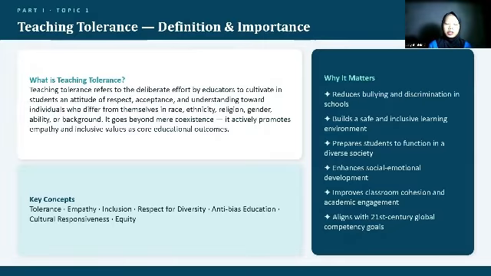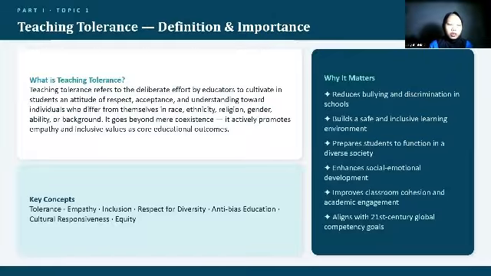Teaching tolerance, definition and importance. What is teaching tolerance? Teaching tolerance refers to deliberate effort by educators to cultivate in students an attitude of respect, acceptance, and understanding toward individuals who differ from themselves in race, ethnicity, religion, gender, ability, or background. It goes beyond mere coexistence. It actively promotes empathy, and inclusive values are core outcomes.